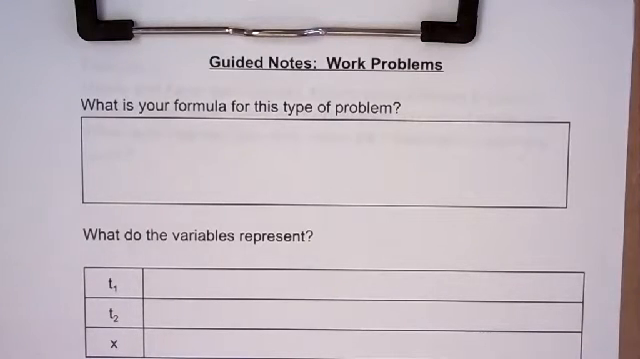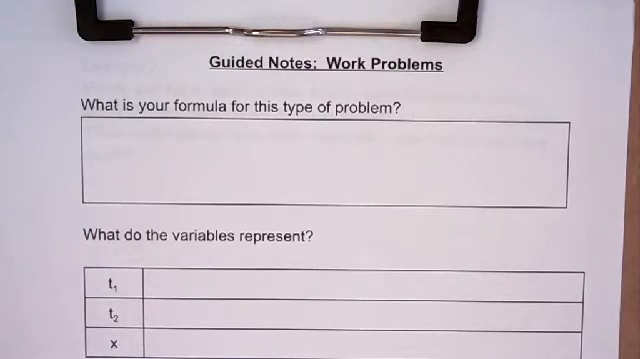This is the videos that go along with the guided notes for work problems, okay? So in these problems, you're going to have either two people, two machines, two things doing the same work, and you're told a little bit about how long it takes each of them separately to do the work or how they can do it together. And you're going to be asked to figure out some information about how long the work takes.